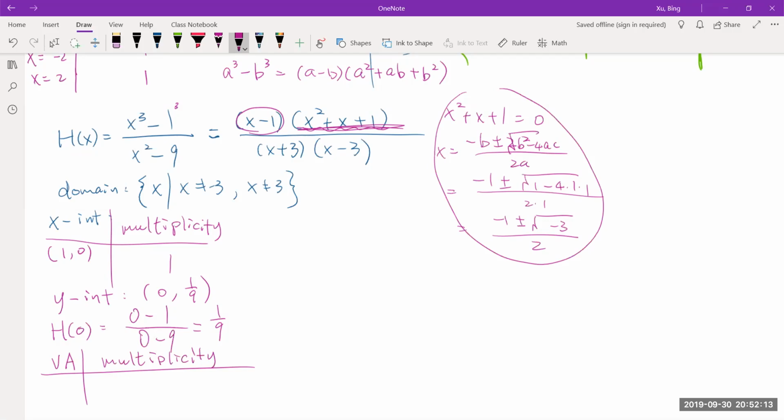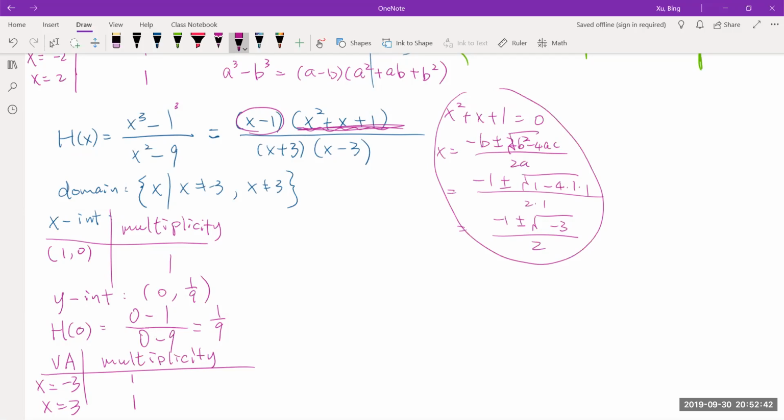So we have how many vertical asymptotes and what are they? One is x equals... what are the vertical asymptotes? Oh, the vertical, -3, and the other one is x equals 3. Right? The multiplicity for each is 1. 1 and 1. Okay, good.